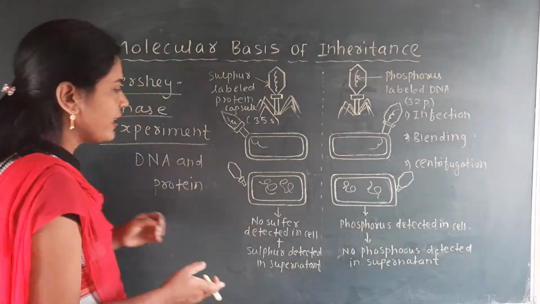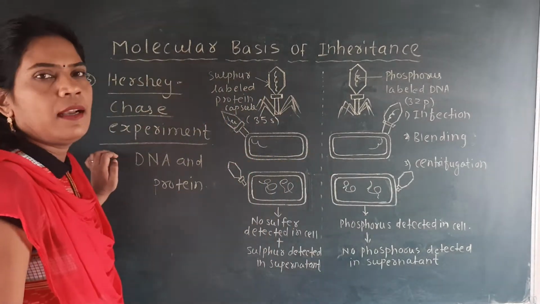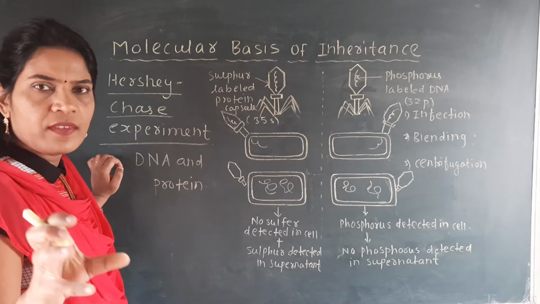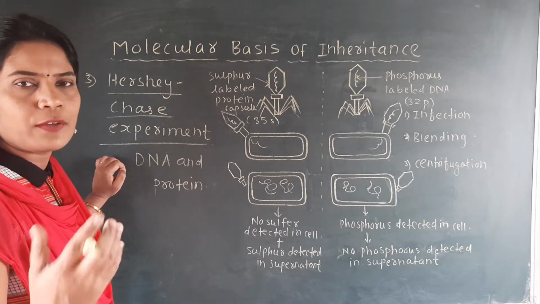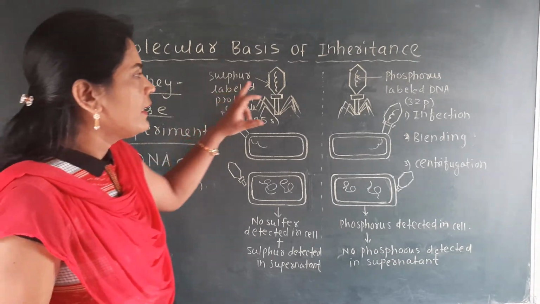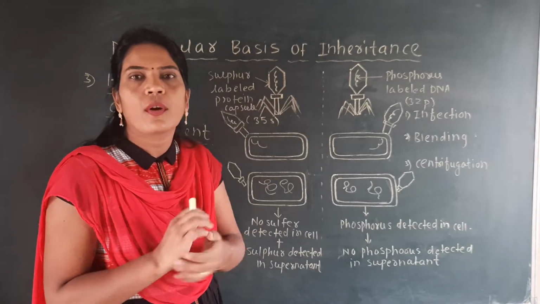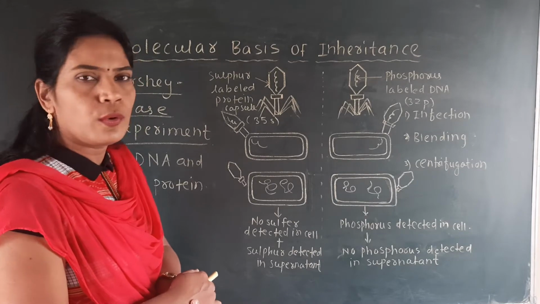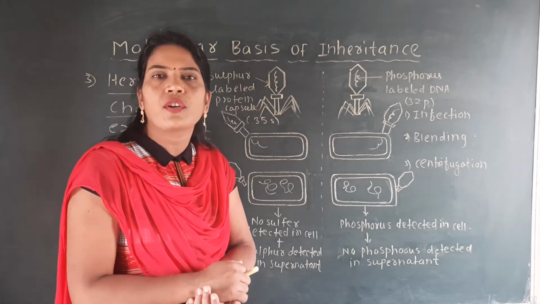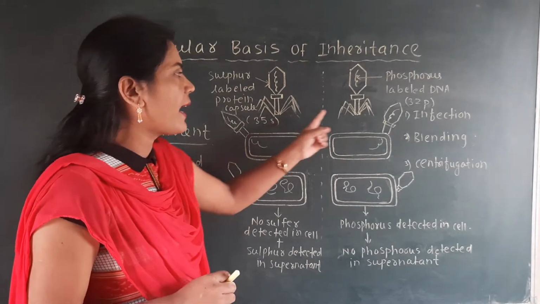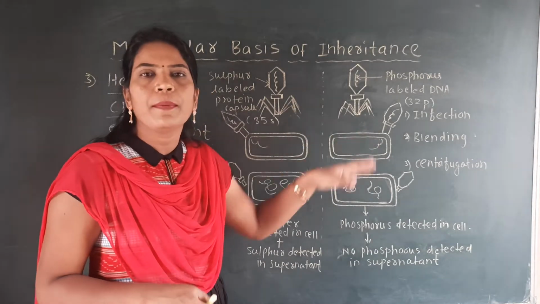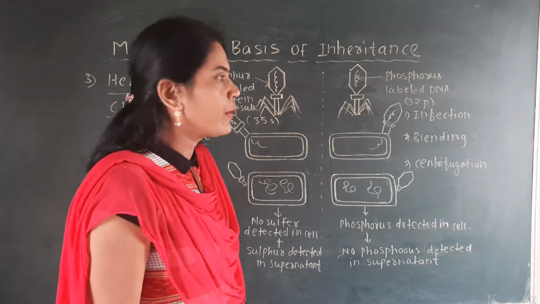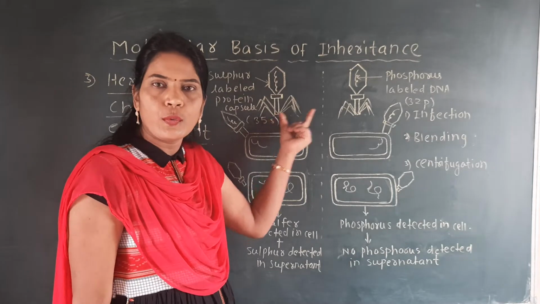What happened next in their experiment? They grew some of these bacteriophages, that we simply call the viruses. We have seen the structure of the bacteriophage last year in 11th standard. You know the structure of the bacteriophage very well. These are the diagrams of the bacteriophage. We simply say here the viruses. Okay, he has taken two sets of viruses.